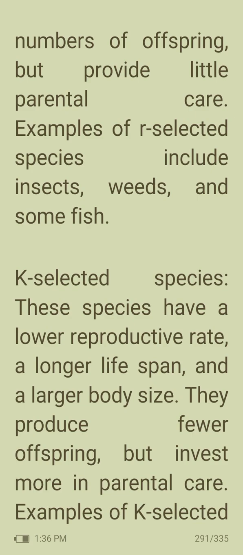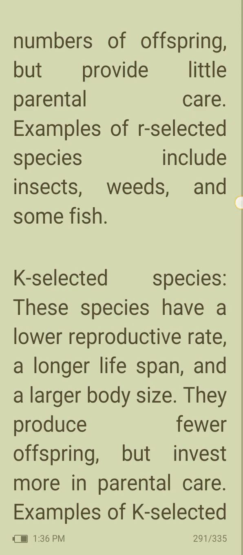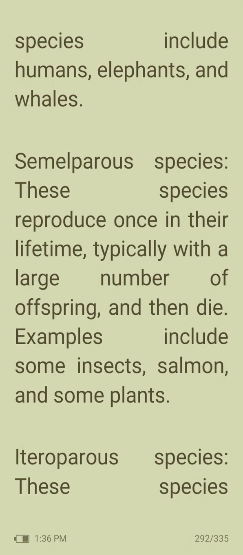K-selected species. These species have a lower reproductive rate, a longer lifespan and a larger body size. They produce fewer offspring but invest more in parental care. Examples of K-selected species include humans, elephants and whales.